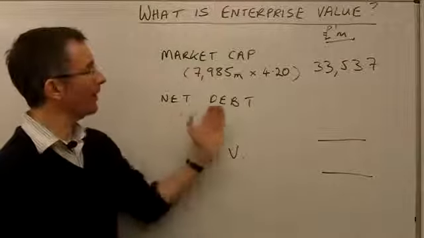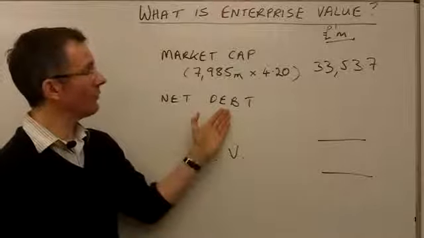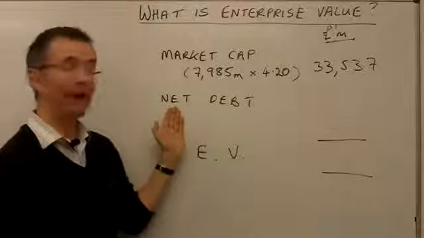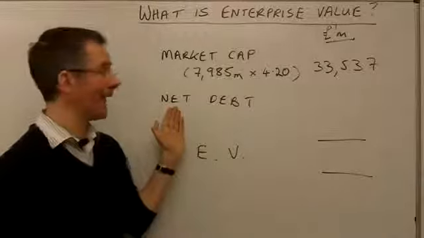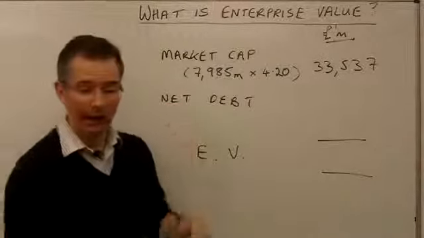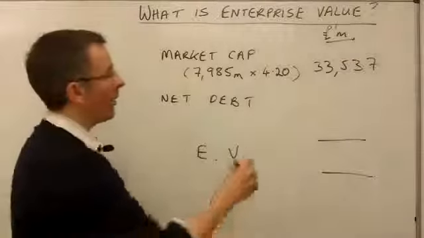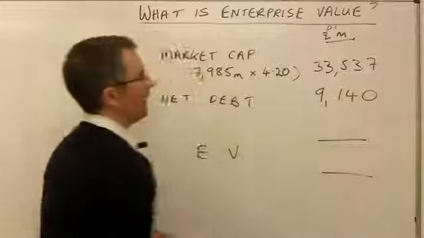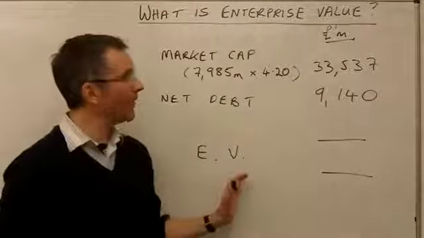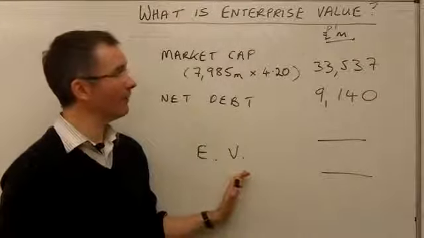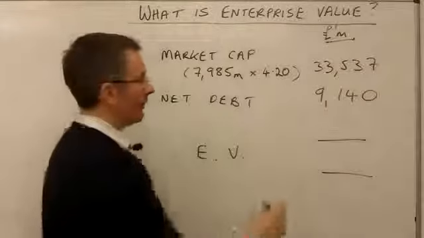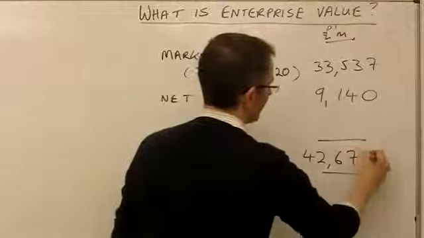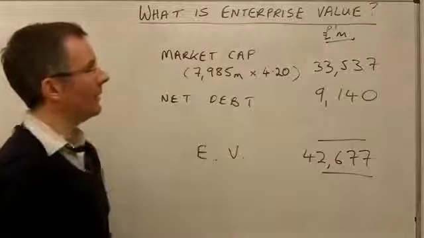So Tesco's net debt, that's long and short term debt at market value, minus any cash sitting around on the balance sheet which could in theory be used to pay it down, even if it hasn't, is again a fairly chunky number, 9140. And that means the enterprise value for Tesco at February 2010 was 42,677 million.